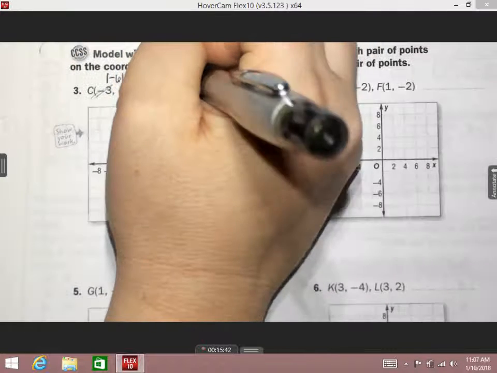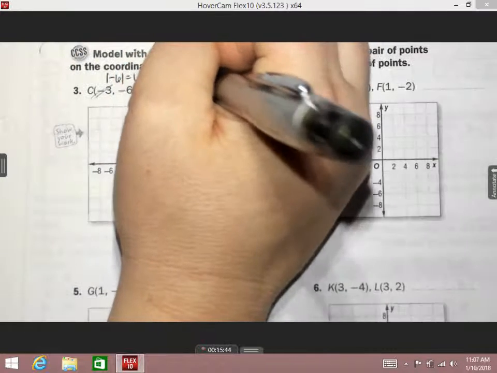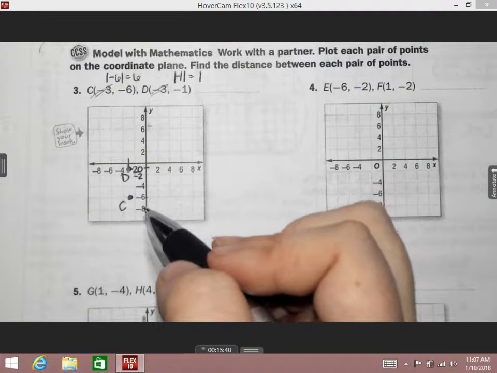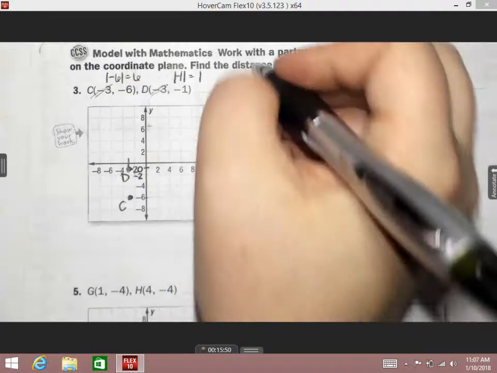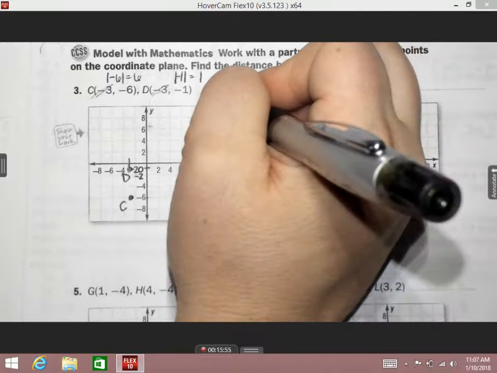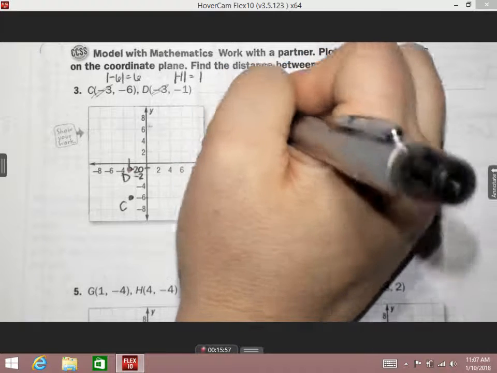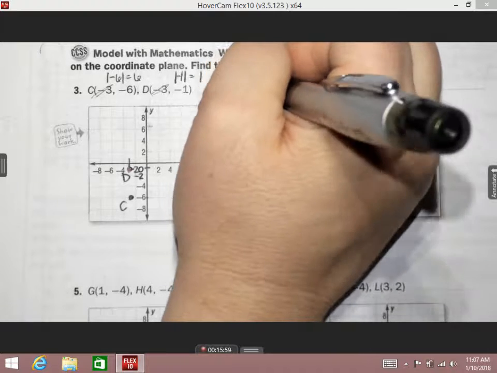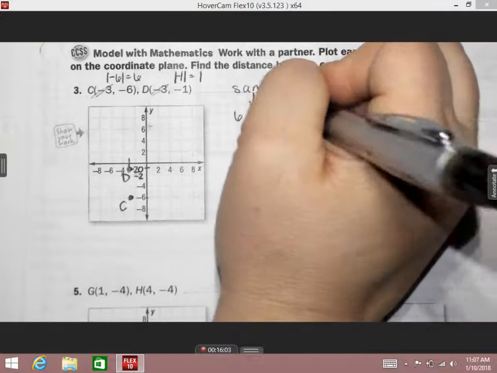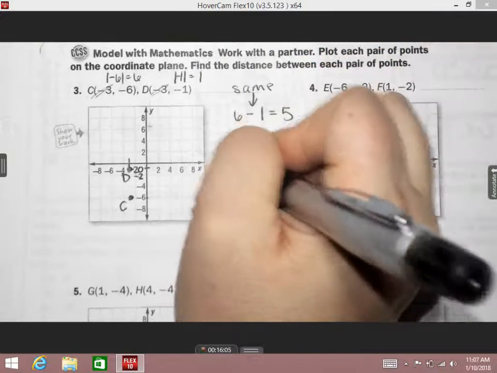And I need the absolute value of -1, which is 1. Okay? Am I adding them or subtracting them? Subtracting them. How did you know you were subtracting them? They're in the same quadrant. So we're going to do 6 minus 1 because they're in the same quadrant. So we subtract. What does that give me? 5.